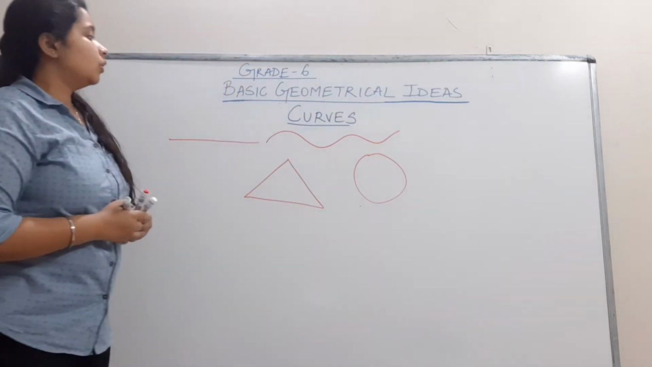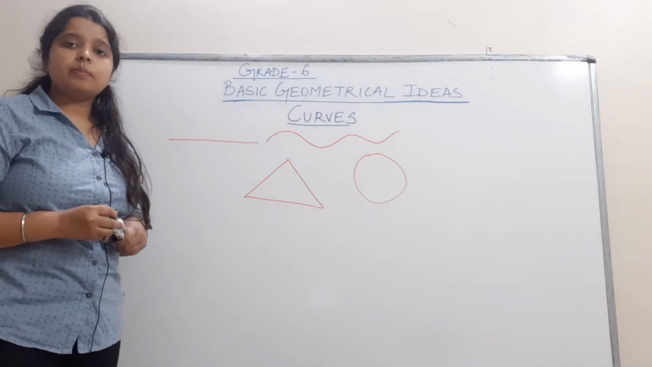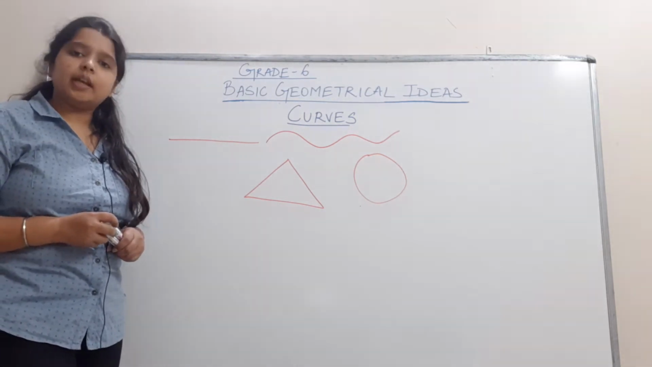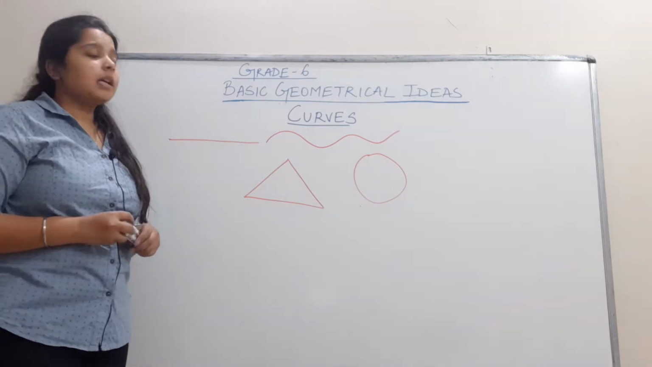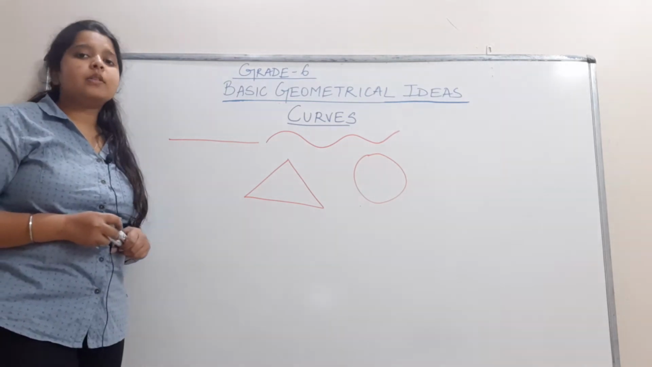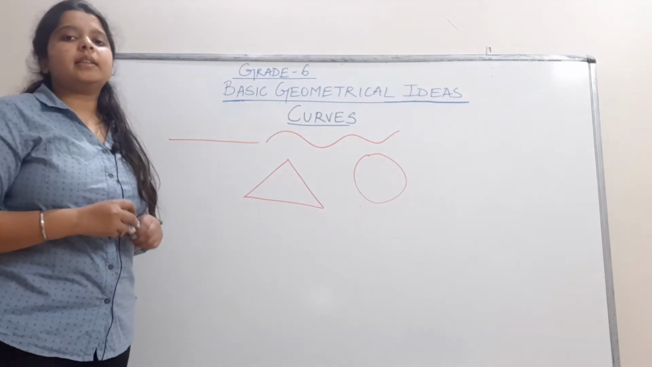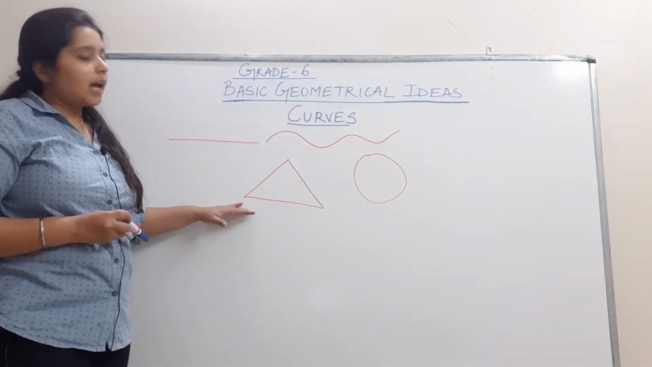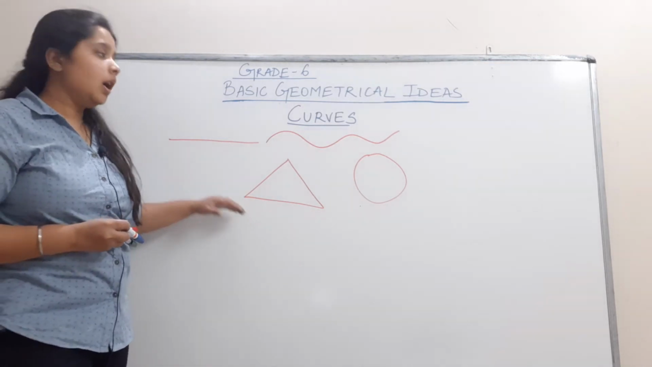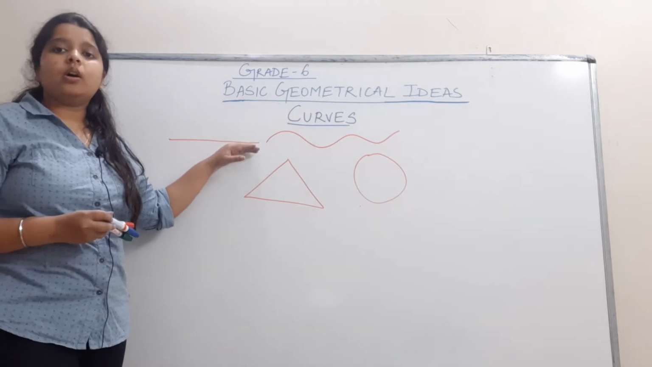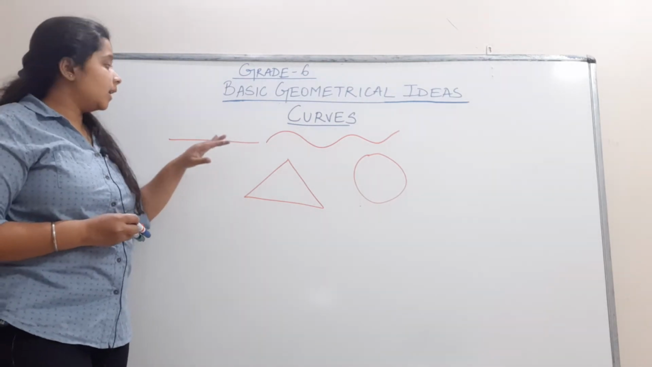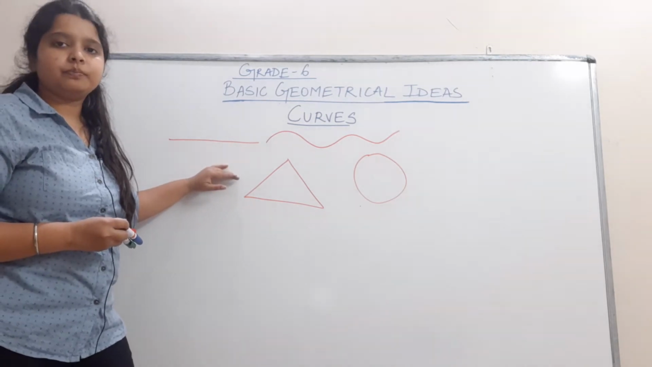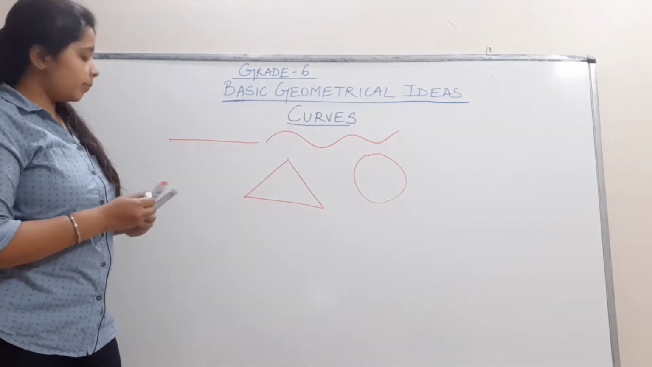Okay? Students, don't get confused by the literal meaning of curve, which says it is not straight. In mathematics, curve means anything which we draw without lifting the tip of the pencil or pen. So, a straight line is also a curve, because while drawing the straight line, we do not lift the pen.